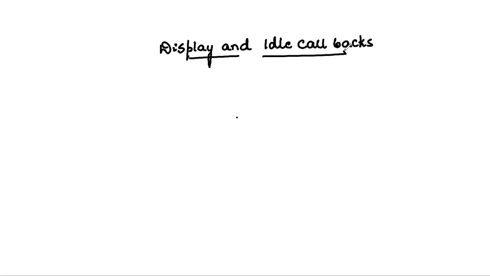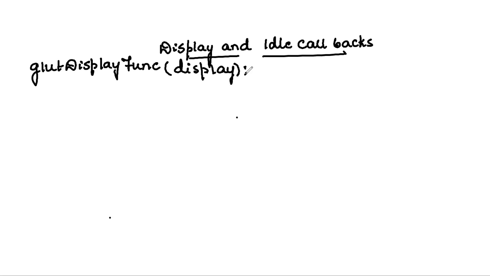display and idle callbacks. So if you recollect the programs that we have written, we have very commonly been using one function, that is the glutDisplayFunc function, with the argument usually being display. This is invoked whenever GLUT determines that the window should be redisplayed.